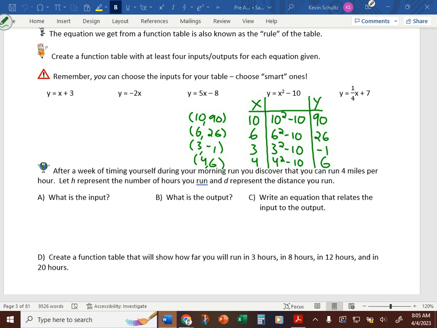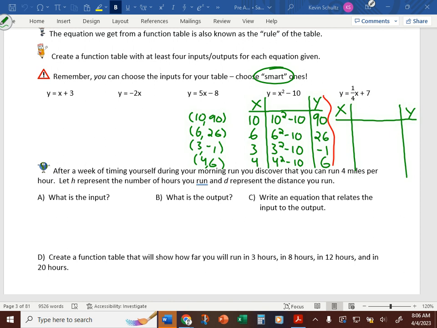The last one, y equals 1/4 x plus 7. Now, I'm going to ask for values again, but I'm going to ask for smart values, okay? The beauty of this is you get to pick what value you want x to be, but in a situation like this, you can either pick a smart value, I'm not going to call it a dumb value, but you can pick a challenging value, okay? So what would a smart value be for x to plug into this equation that we could solve?